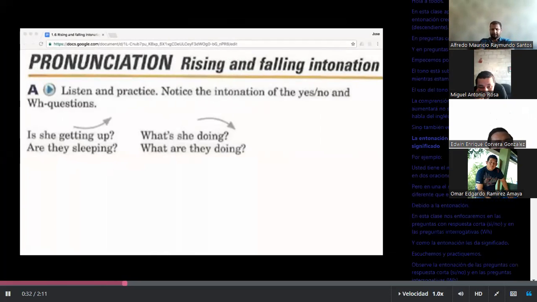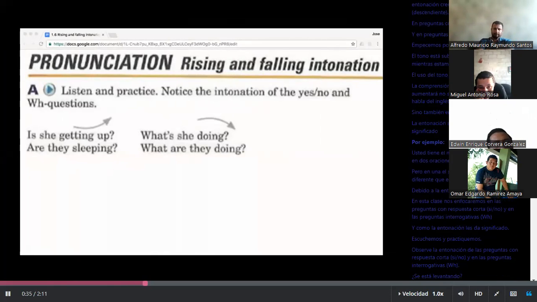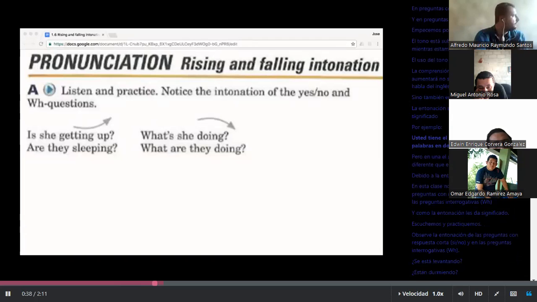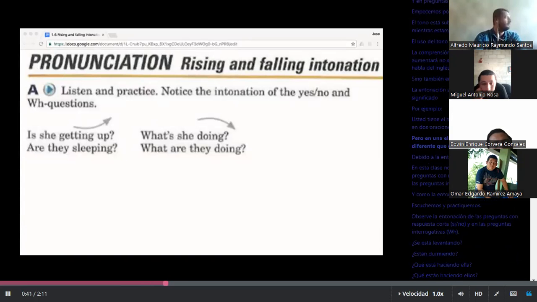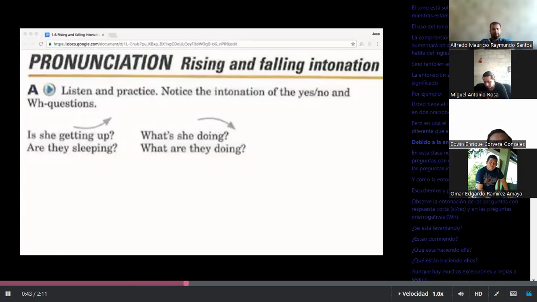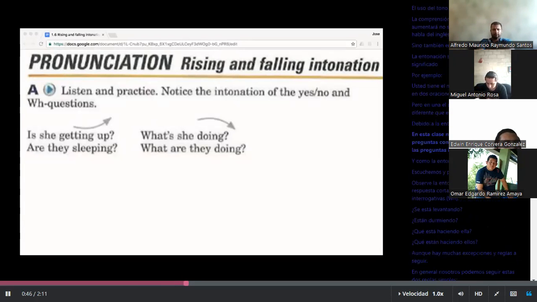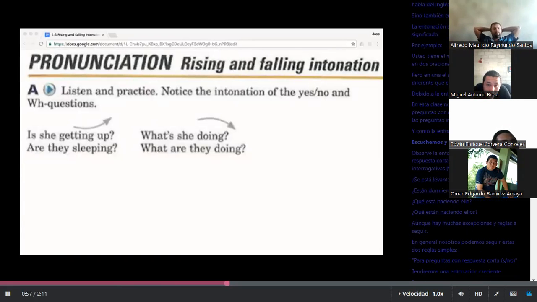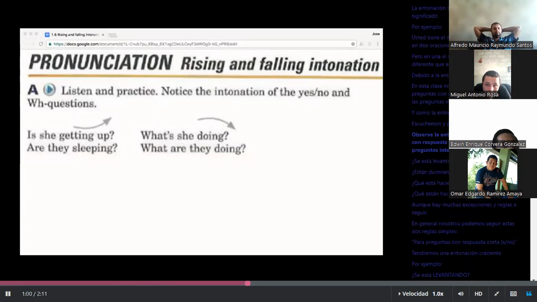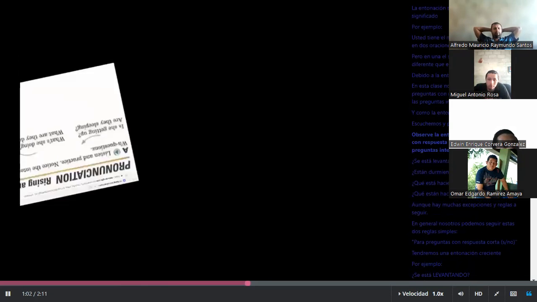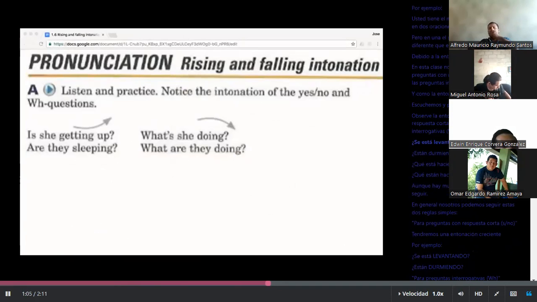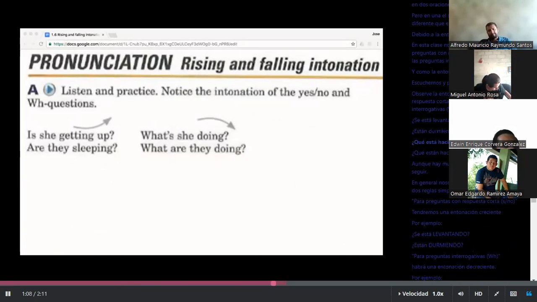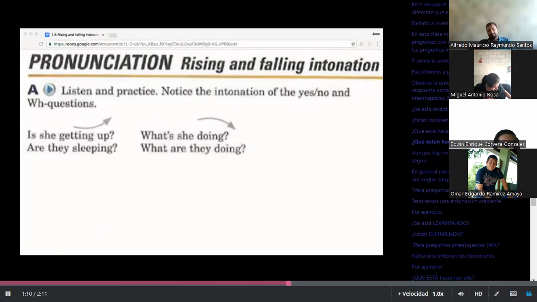Intonation is used to convey meaning. For example, you have the same set of words in two separate sentences, but in one the meaning may be different than in the other due to intonation. In this class, we'll focus on yes or no questions and WH questions and how intonation gives meaning. Let's listen and practice. Notice the intonation of yes or no and WH questions. Is she getting up? Are they sleeping? What's she doing? What are they doing?